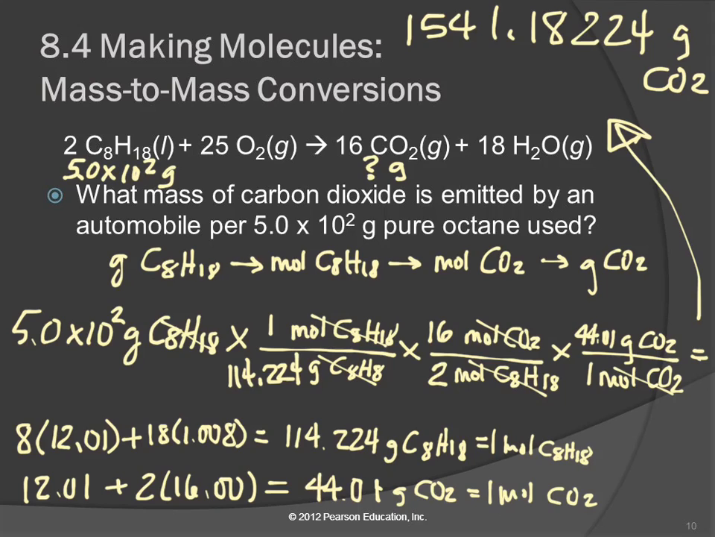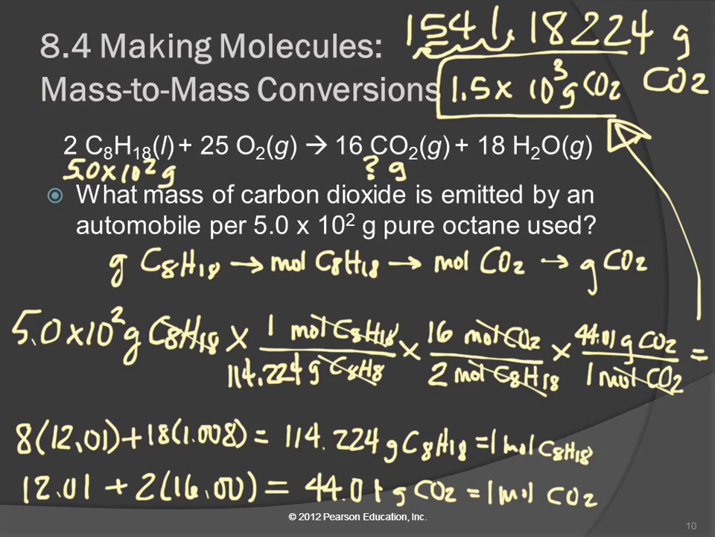So how should I express that answer? How many significant figures should I have? I should have 2. So is that 15 grams? No. So we need to put that in scientific notation. So we're going to keep the 1 and the 5. So that's 1.5 times 10 to the 1, 2, 3, 10 to the 3rd grams of CO2. Any questions?